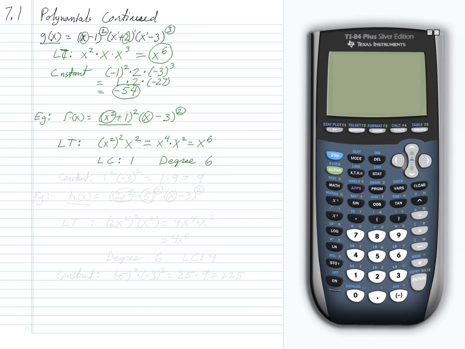And we can do the same kind of trick for our constant. So 1 squared would be 1.